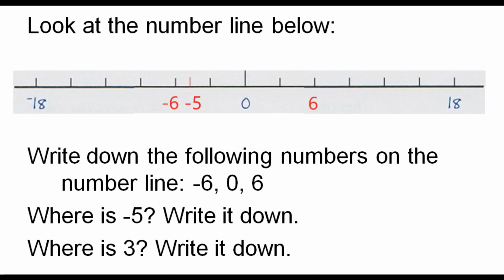Next question says, where is 3? Write it down. This one's more straightforward, as we were counting by threes. You heard me earlier when we were counting by threes. So we know number 3 goes right here on the number line. And we've pretty much completed this exercise, showing you how to label number lines.